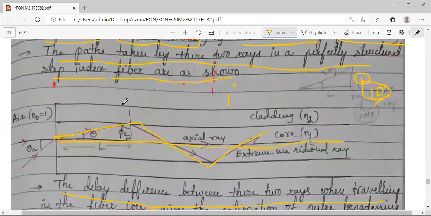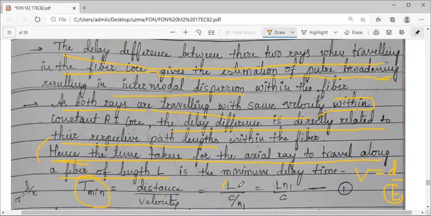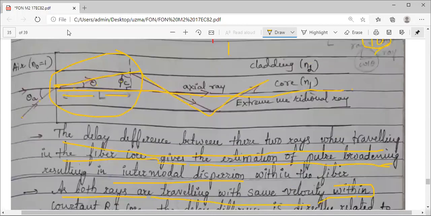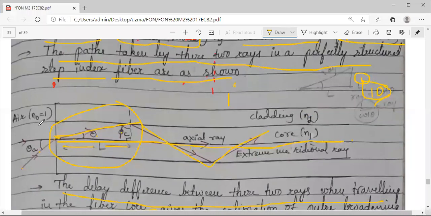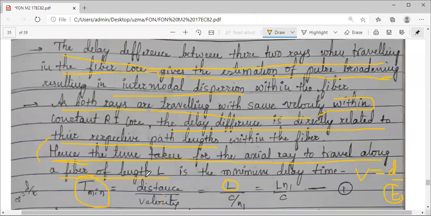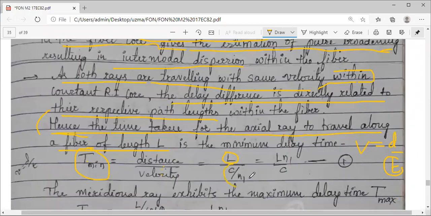Distance is what? I am considering only this triangle. What is the distance traveled? It is L. And what is the velocity? In the air, when a ray travels, the velocity is c, 3 into 10 to the power of 8. But when it enters the core region, your refractive index will affect the velocity. So velocity will not be c, it will be c divided by n1.